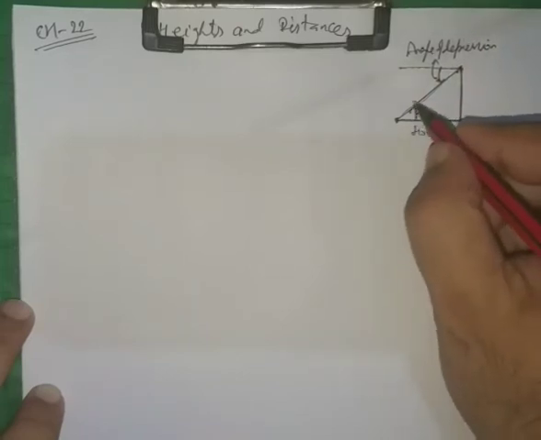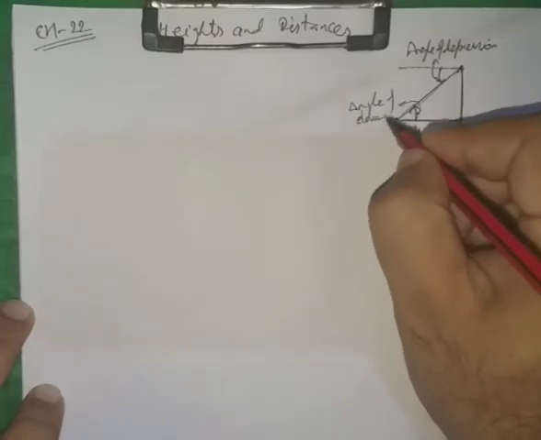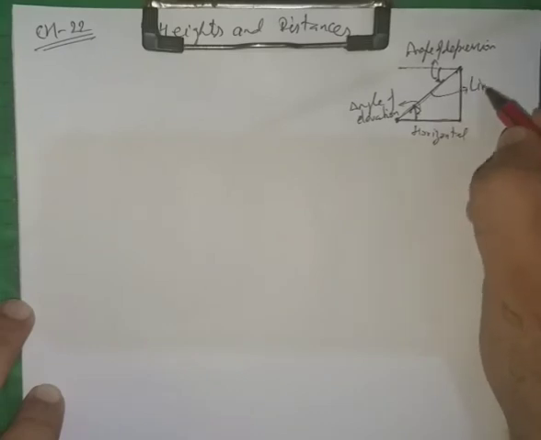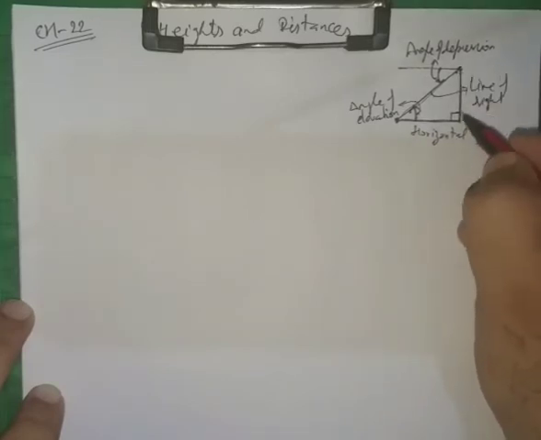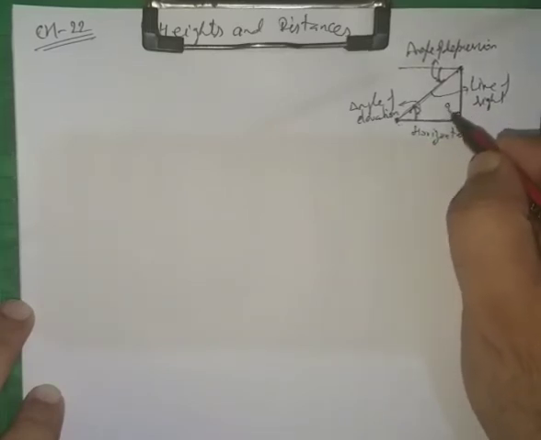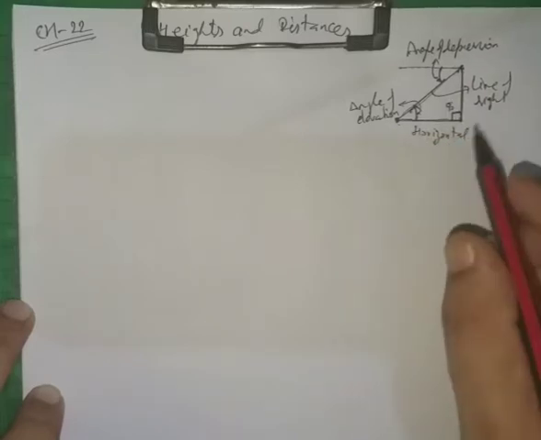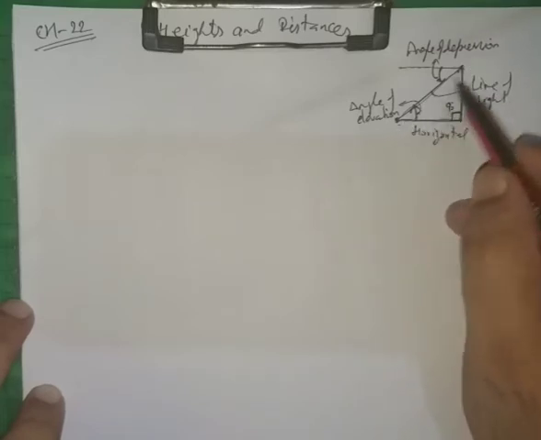This angle is called the angle of elevation, and this line joining the 2 points is called the line of sight. And please remember, this angle of the vertical with the horizontal is always 90 degrees. So this is the vertical line and this is the horizontal line. So in this way we will try to make a right angled triangle.